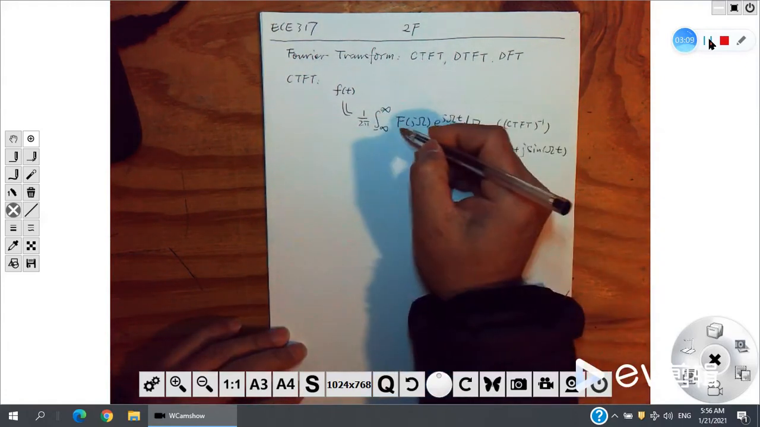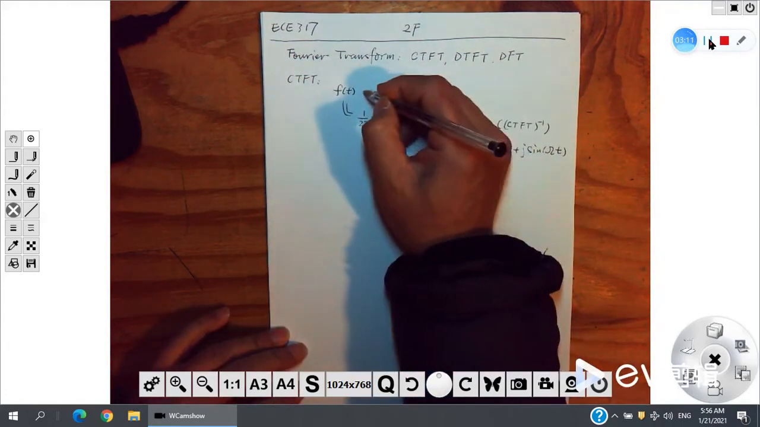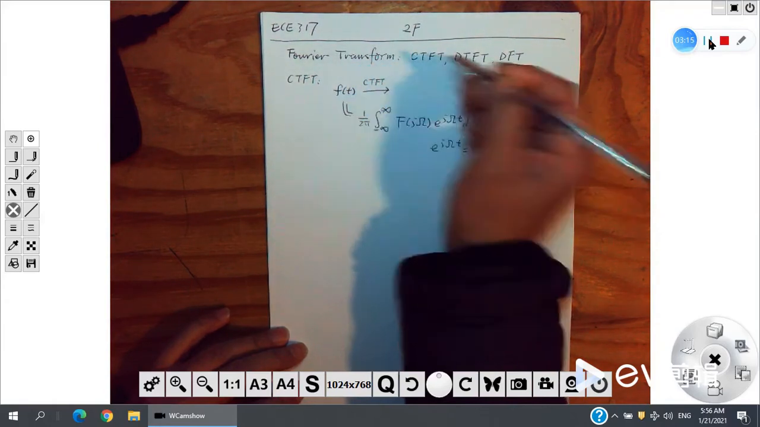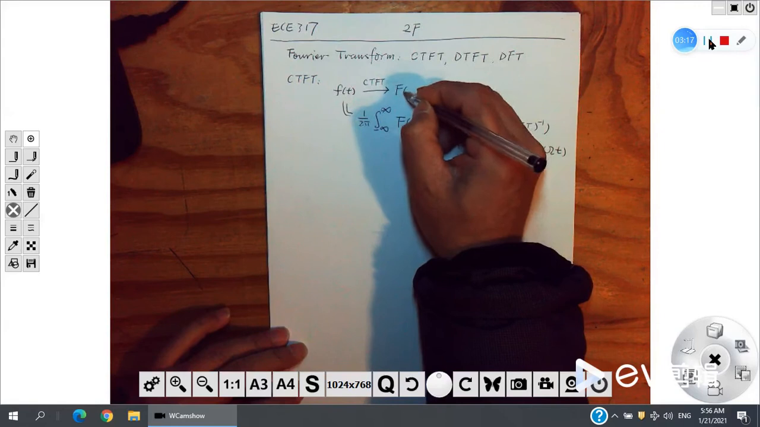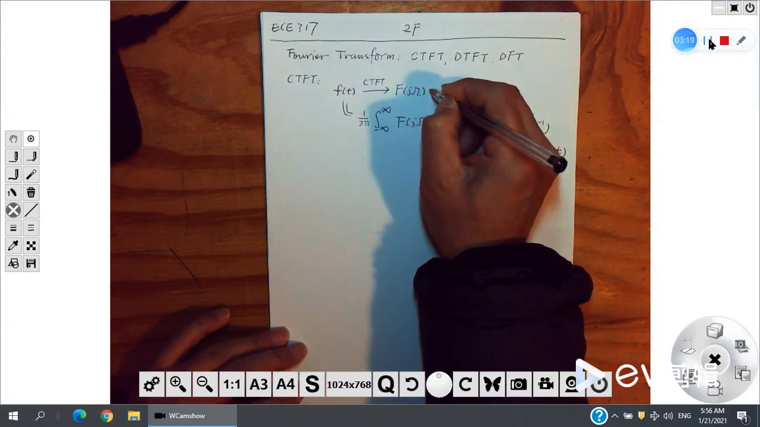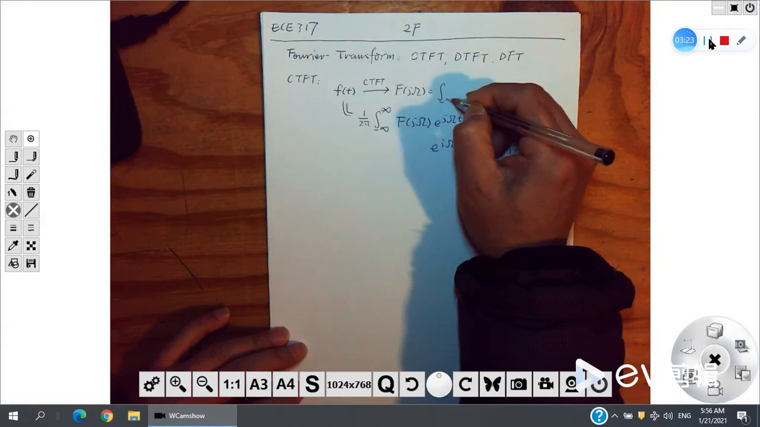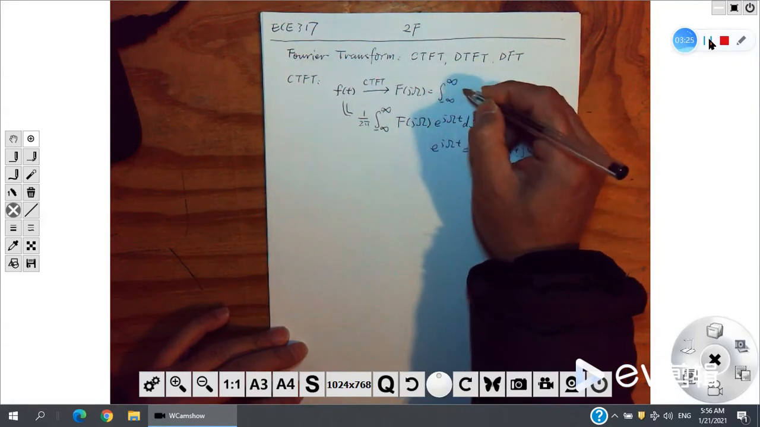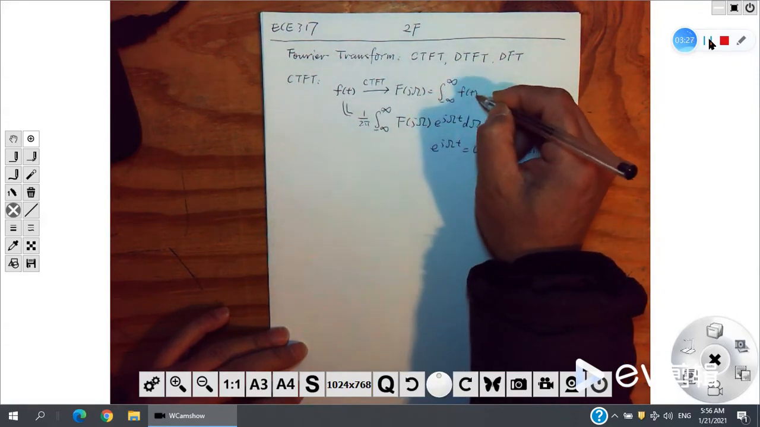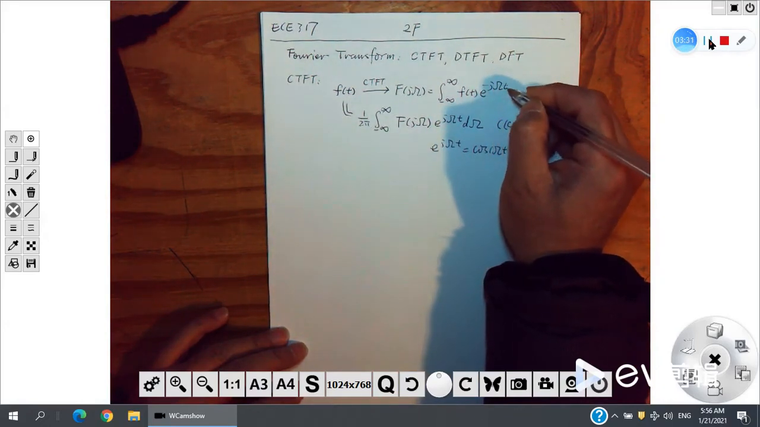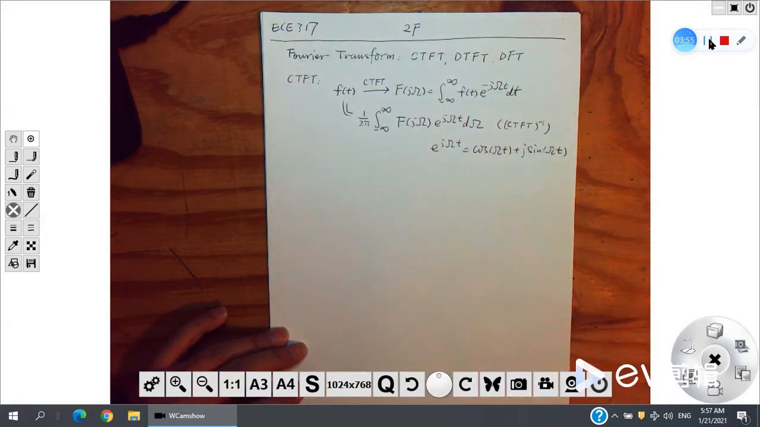And how to get this weight? That is the CTFT. We have capital F of j omega, which is an integral from negative infinity to positive infinity, f of t times e to the negative j capital omega t dt. So this is the CTFT.